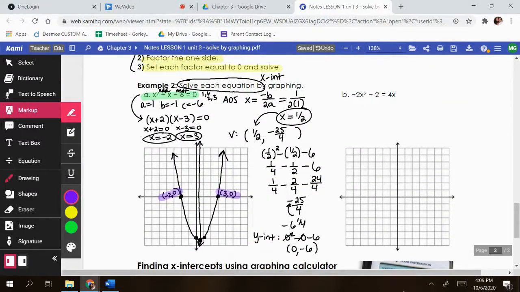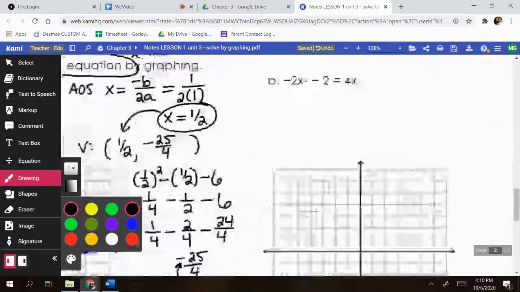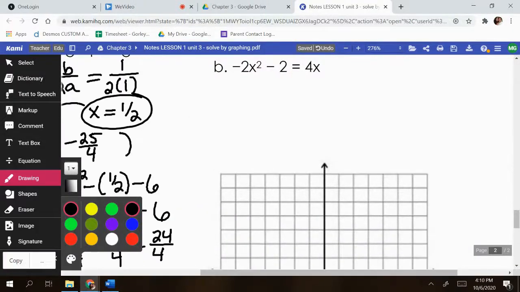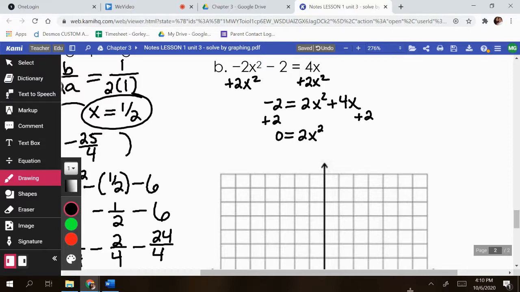It's much faster to check your work on your graphing calculator. If I was going to do a solve by graphing equation, I would use my graphing calculator to help me quickly get my solutions. Over here, this is not set equal to 0 right now. Let's start by setting it equal to 0. I'm going to add 2x squared to both sides. I really want my x squared term to be positive. I don't like working with negative leading coefficients in front of x squared. Then we'll add 2 to both sides. So we'll get 2x squared plus 4x plus 2.